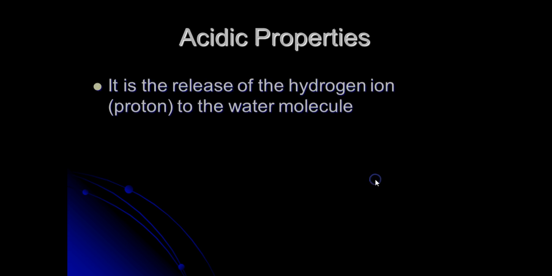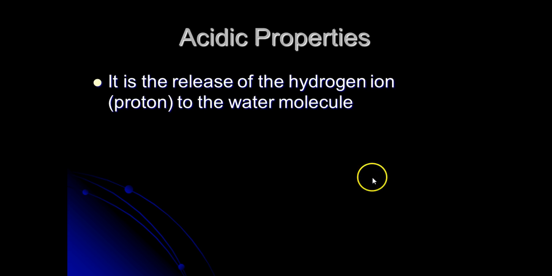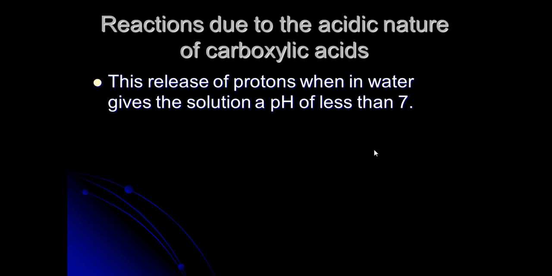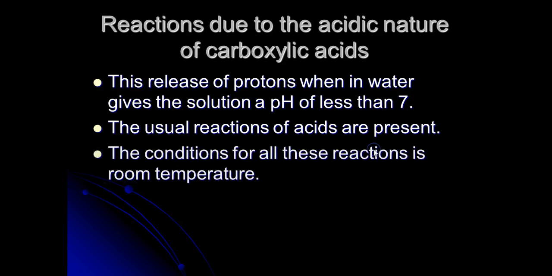Okay, so carboxylic acids behave like acids, so they can release a hydrogen ion to make it acidic. That forms H plus, or the better way to call it is H3O plus, which is the H plus joined to a water molecule. And they react just like you would expect acids to do. So the usual reactions of acids, like acid plus alkali, acid plus metal, that kind of thing, are all still there.